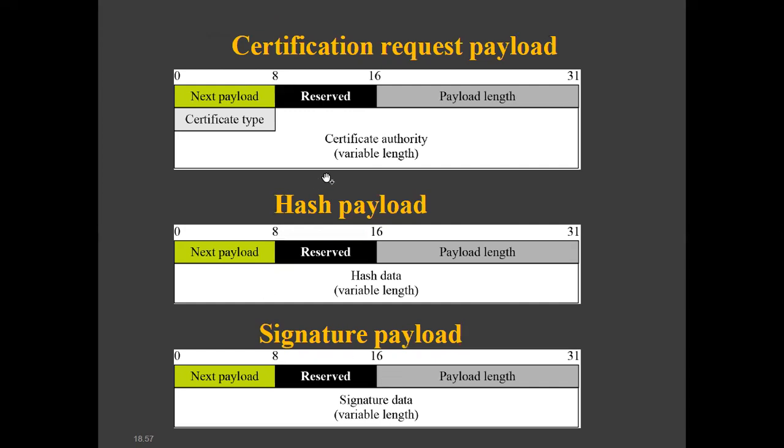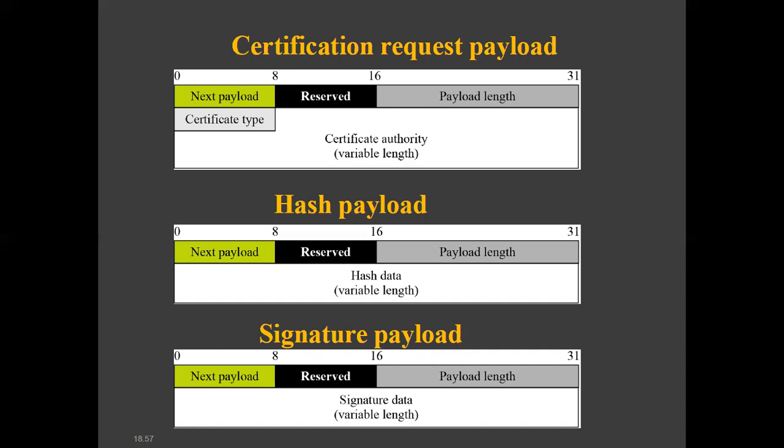Then the next payload is the certification request payload. Each entity can explicitly request a certificate from the other entity using the certification request payload. So here the certificate type field is again an 8-bit field which defines the type of certificate as we have seen in the previous slide.